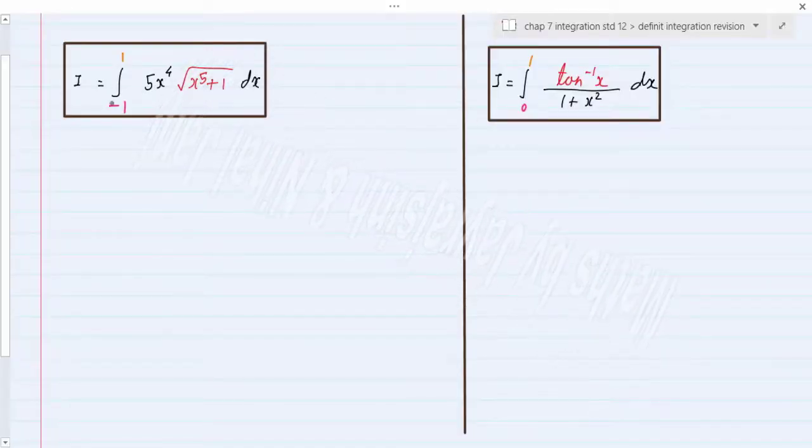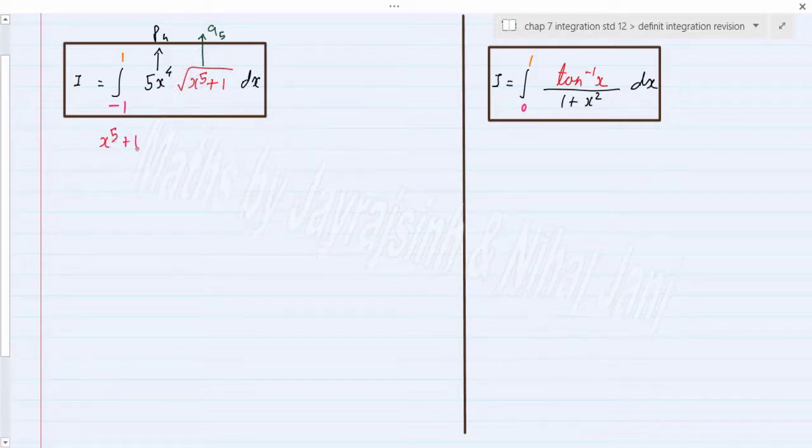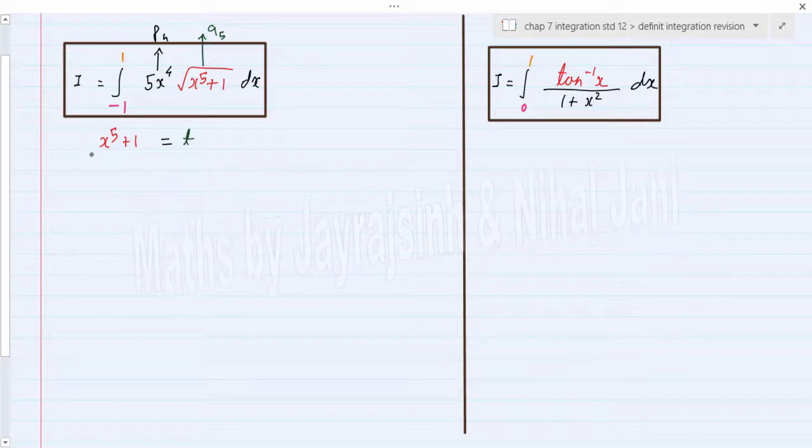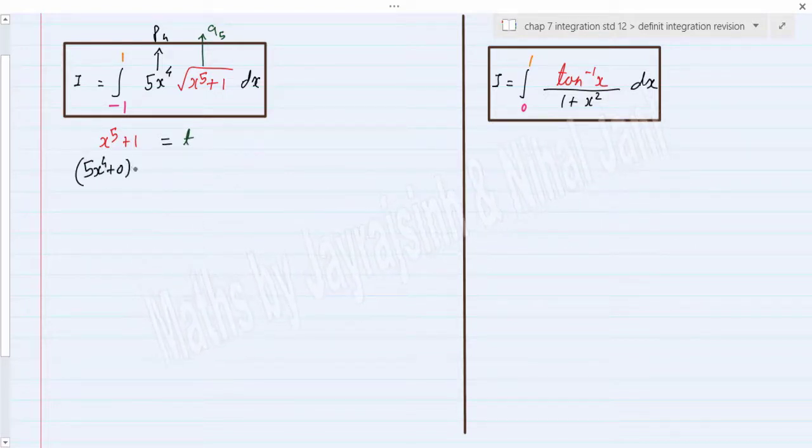So in this question, we have to integrate 5x raised to 4 under root of x raised to 5 plus 1. We have two polynomials, the first with order 4, and the second one has order of 5. So let's assume x raised to 5 plus 1 is equal to t. Differentiate both the sides, we will get 5x raised to 4 dot dx is equal to dt.